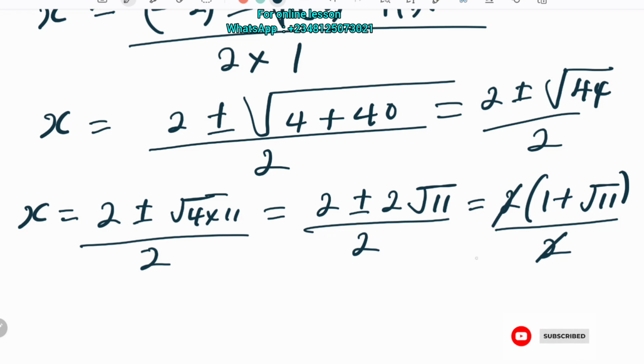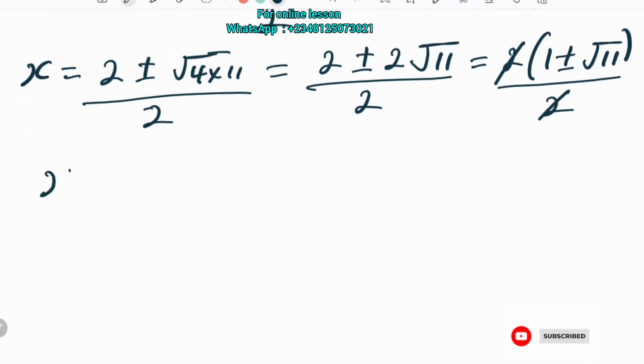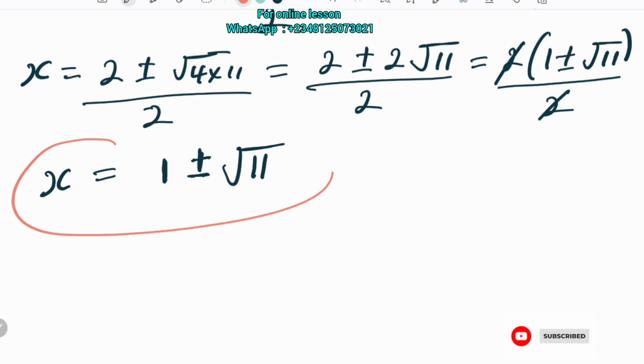So we cancel out. So we now have, remember this is plus or minus. So the first value of x now gives us 1 plus or minus the square root of 11. So this is the first value for x, plus or minus root 11. That is 1 plus or minus the square root of 11. So this first value here means we're having two values, positive and negative. Now let us go to case 2.